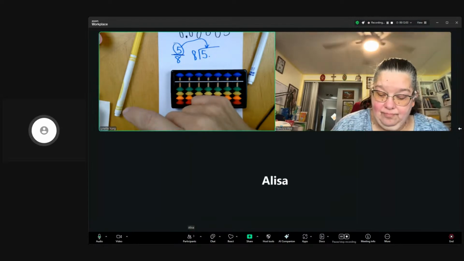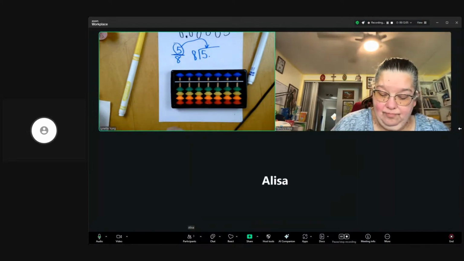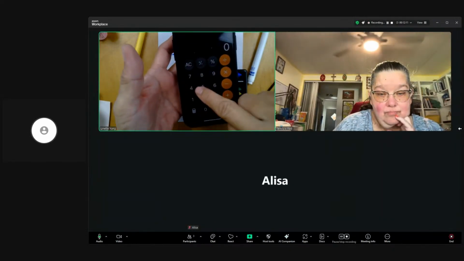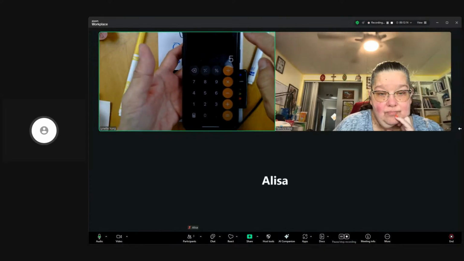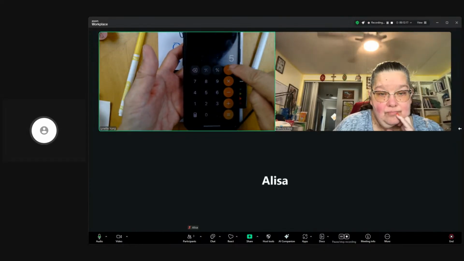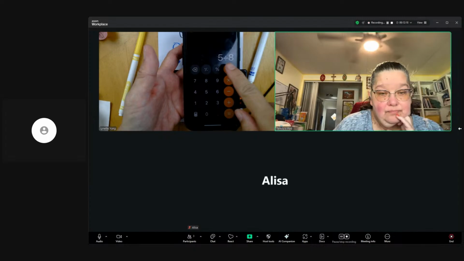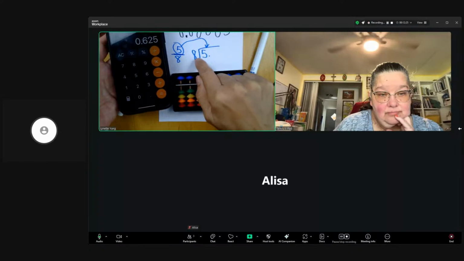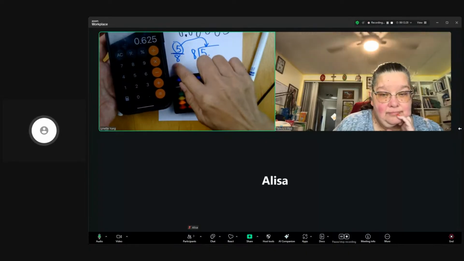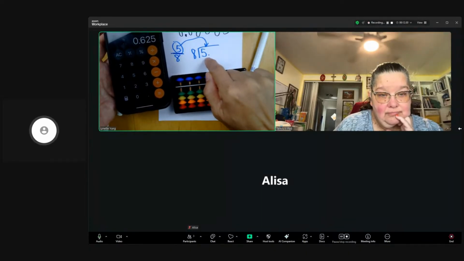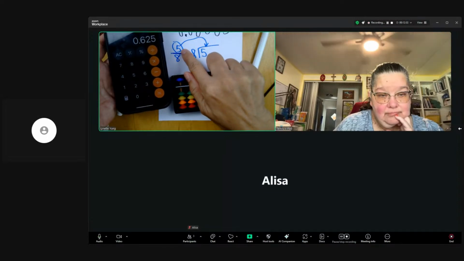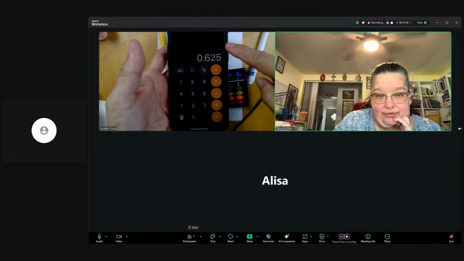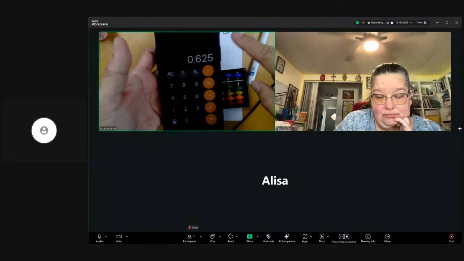All right. So multiplying with fractions. We know it's going to be 0.625, right? So that's what it is. So when we do it, that's how it looks. The denominator happens at the bottom. That becomes our divisor. Our divisor is our denominator. Our dividend is our numerator. Does that make sense, Alyssa?